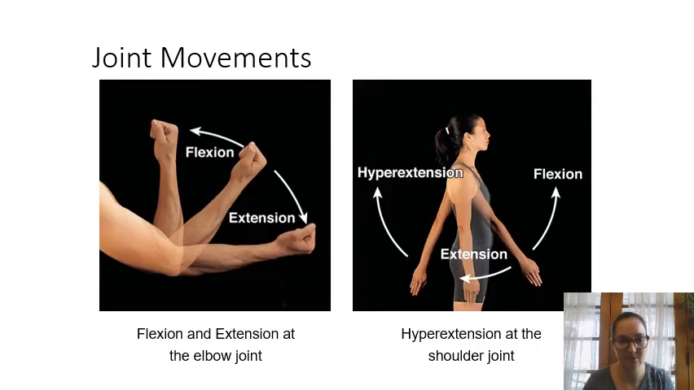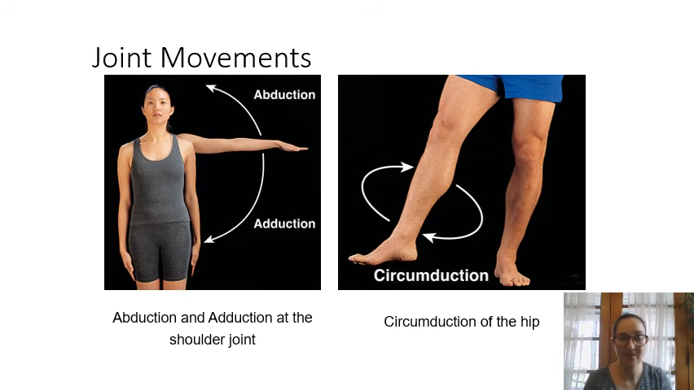All right, so here's some pictures of those. Flexion and extension, again, decreasing or increasing of the angle of that joint. Abduction and adduction, which means either take away from the midline or add back to the midline. So abduct is take away, adduct is add back to, and then circumduction is a full-on circle movement of a particular joint.